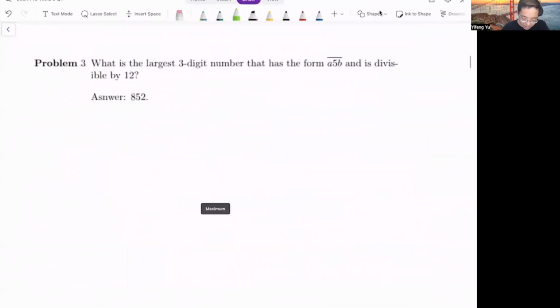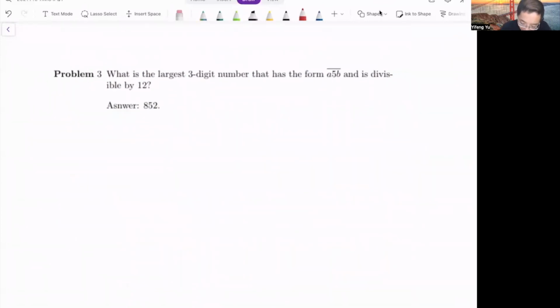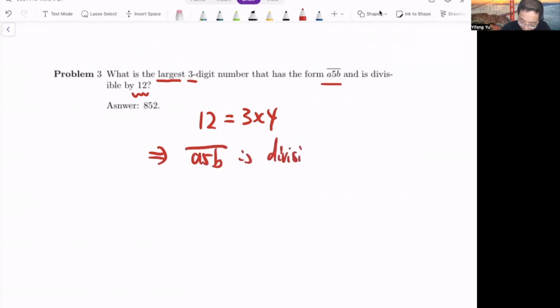Question number 3. What is the largest 3-digit number that has the form with the middle digit 5, and that is divisible by 12? First of all, let's see what the divisibility criterion for 12 is, because 12 equals 3 times 4. So this 3-digit number being divisible by 12 means it is divisible by both 3 and 4, because 3 and 4 are coprime, and 12 is 3 times 4.